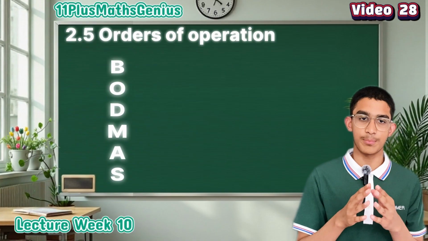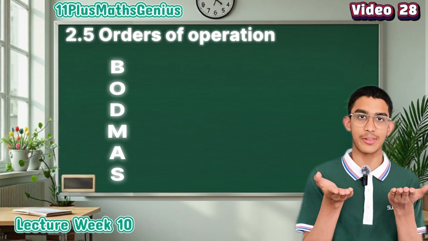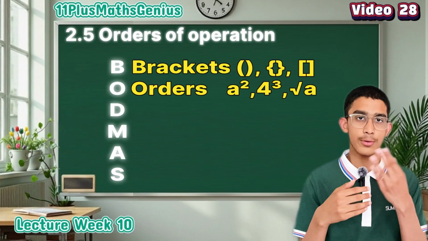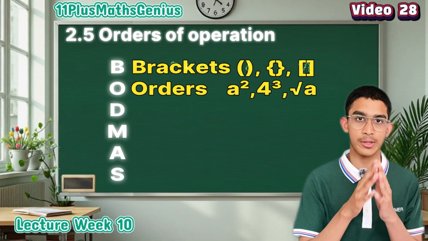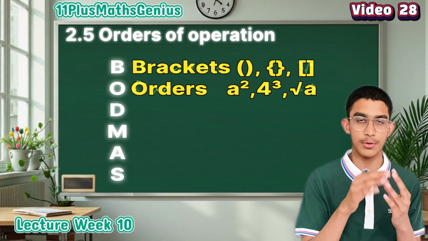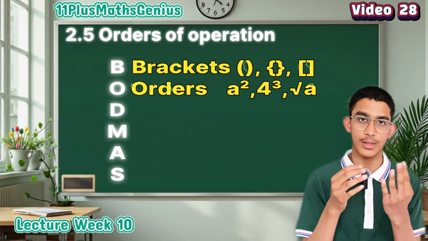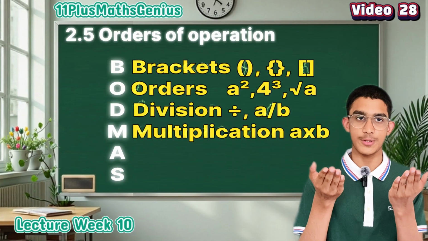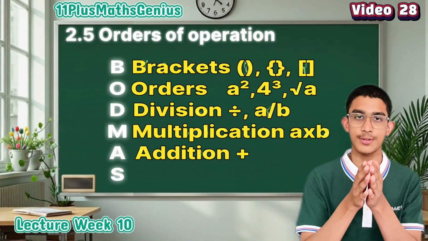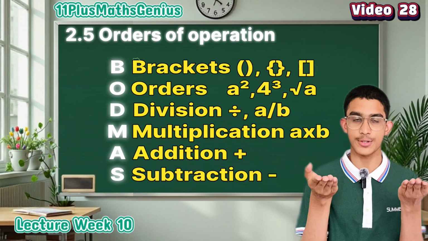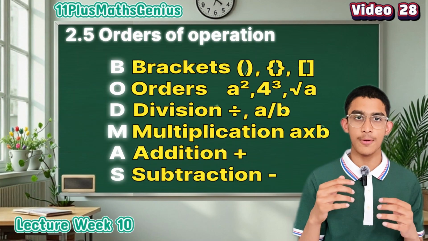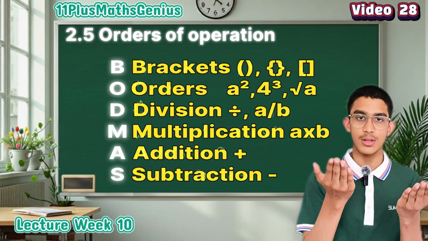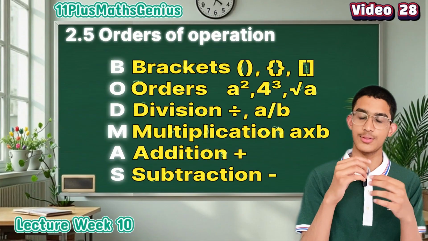Each of the letters of BODMAS represents bracket, order, for example, square, cube, root, etc., division, multiplication, addition, and subtraction. However, if we perform subtraction before addition, the result will remain unchanged.